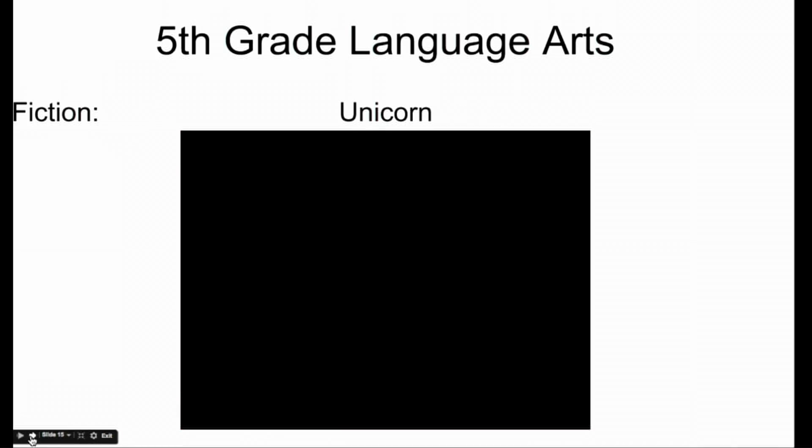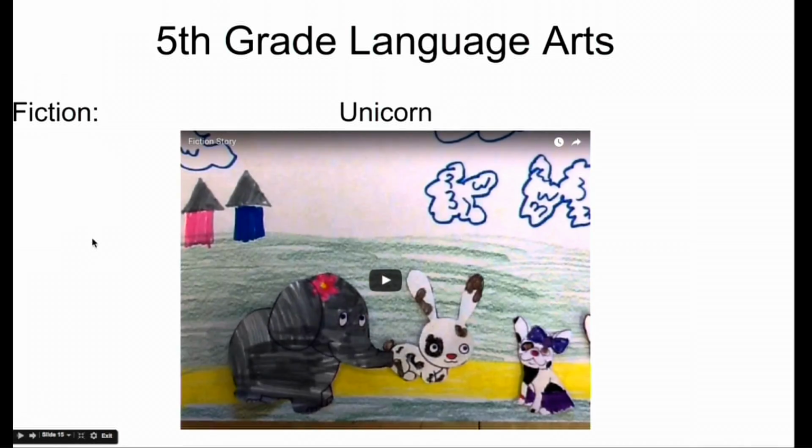We'll skip forward to the fictional story, the next one. And this one is a little bit longer one. These girls spent a lot of time and a lot of pictures to write this fictional story about trying to get horns like a unicorn. So this one's pretty creative.